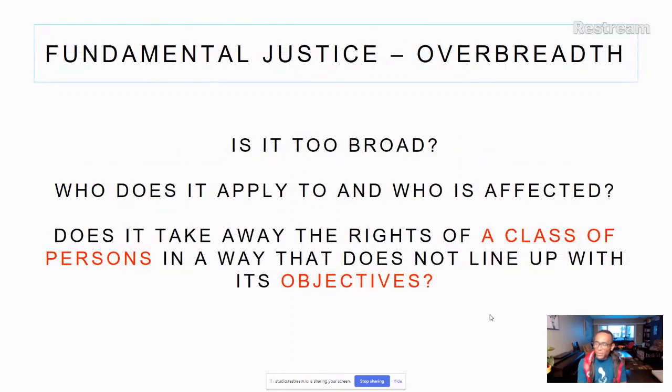How about overbreadth? The question we have to ask here is, who does it apply to and who is affected? Is it too broad? Does it go beyond who it needs to apply to, for example? So they have to draft it in a way that catches these vaccine refusers, but does not apply to people who it shouldn't apply to. So the question is, does it take away the rights of a class of persons in a way that does not line up to its objectives?